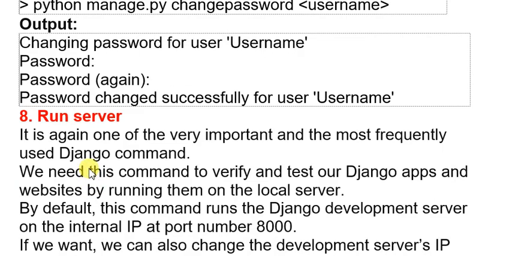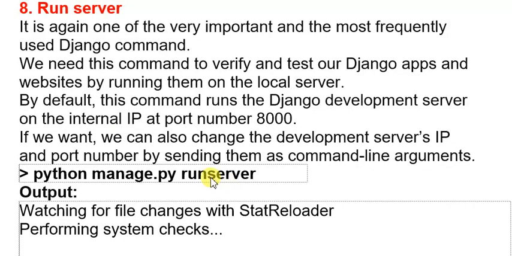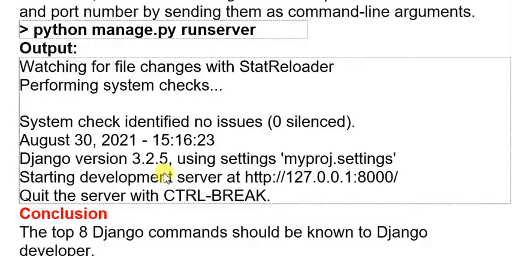Runserver. It is again one of the very important and most frequently used Django commands. We need this command to verify and test our Django apps and website by running them on the local server. By default, this command runs the Django default development server on the internal IP at port 8000. If you want, we can change the development server's IP and port number by sending them as command line arguments. python manage.py runserver.